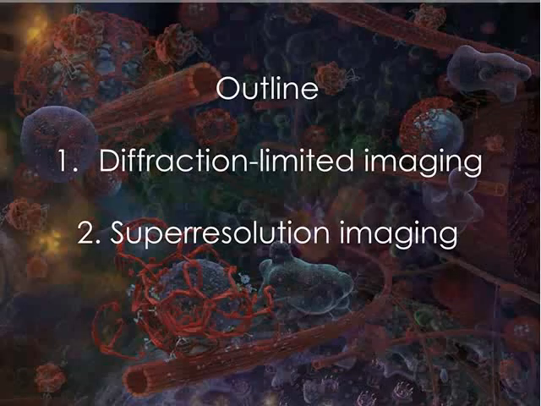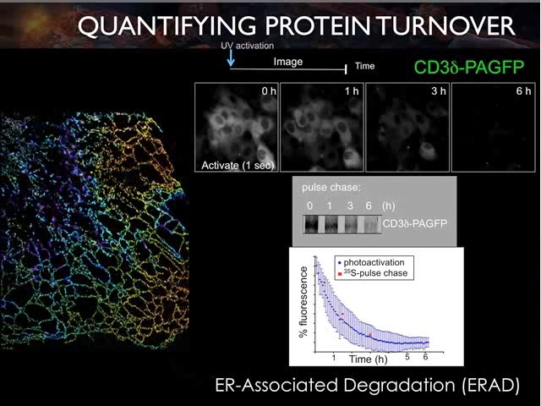Now, what I want to do in my short presentation is to just take you through some examples where the use of these photoactivatable fluorescent proteins has been very helpful in addressing subcellular dynamic questions, not only at the diffraction-limited imaging level, but also at the super-resolution imaging level. So in terms of diffraction-limited imaging, one very powerful accomplishment that these photoactivatable fluorescent proteins can provide is to look at protein turnover.